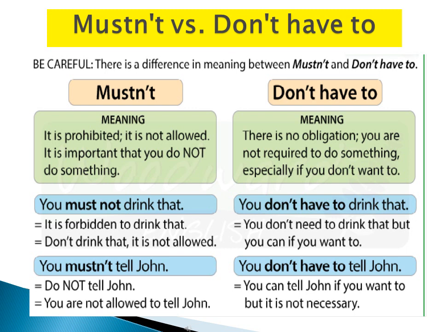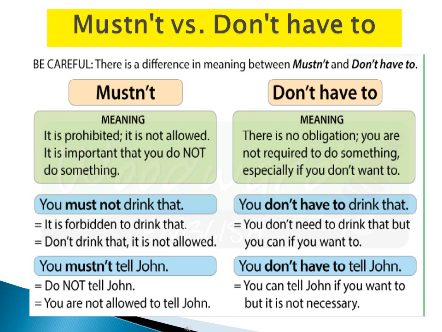Okay, let's see an example. You mustn't drink that. So المعنى ديالها it's forbidden to drink that, ممنوع عليك شرب ذلك الشيء. Okay, don't drink that, it's not allowed. Okay, نشوفوا don't have to. So you don't have to drink that. نفس المثال, you don't have to drink that. You don't need to drink that, but you can if you want to. لا يجب عليك شربه, ولكن إذا أحببت شربه فلك ذلك. Okay, so there is no obligation.